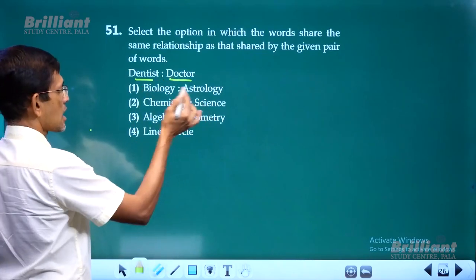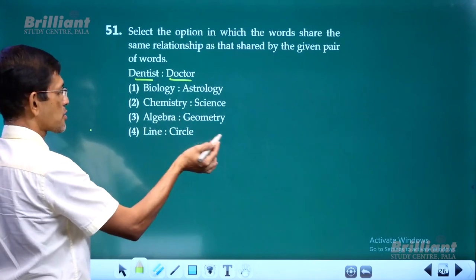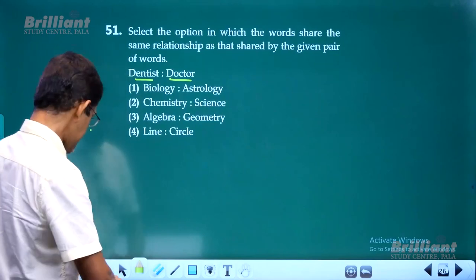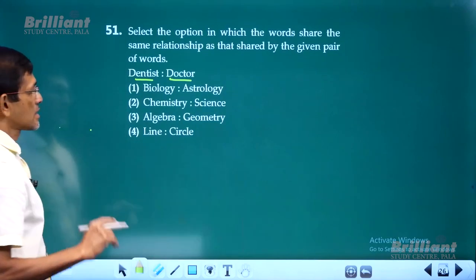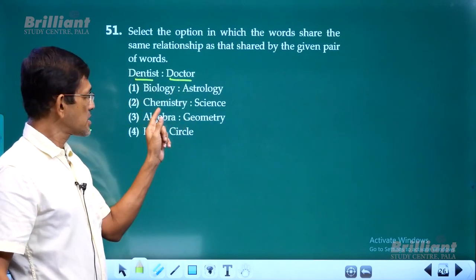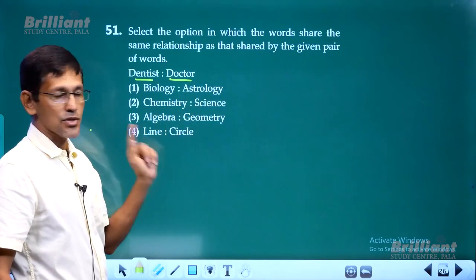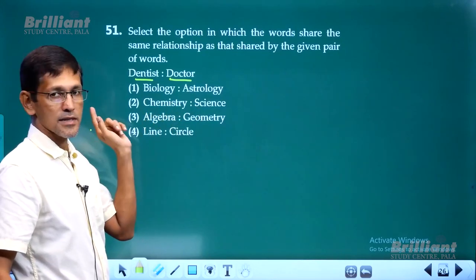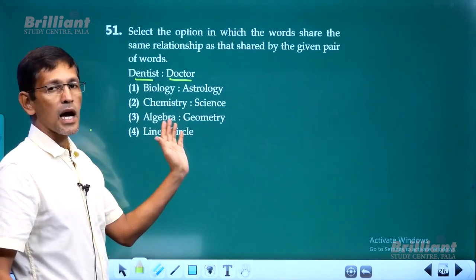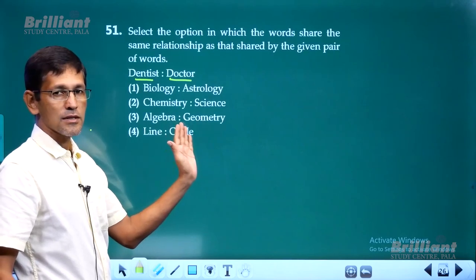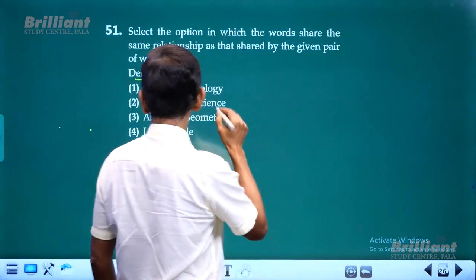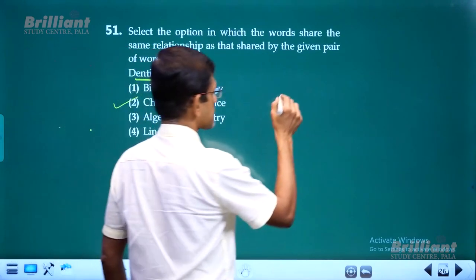And in the same way, the options are biology, astrology; chemistry, science; algebra, geometry; line, circle. So what do you think? Which would be the best answer? Since dentist is a doctor, chemistry is a science. So the best answer is chemistry, science. These types of questions come under the category verbal analogy. Analogy means exactly the same kind of relation. I'll give you a couple more examples. In this case, the answer is chemistry, science.